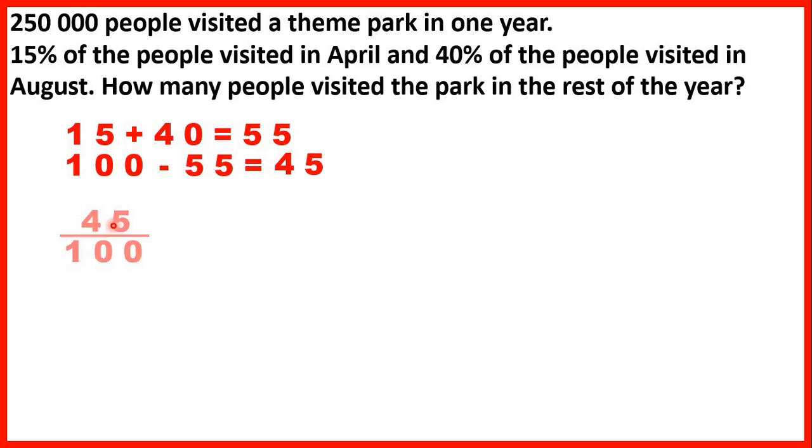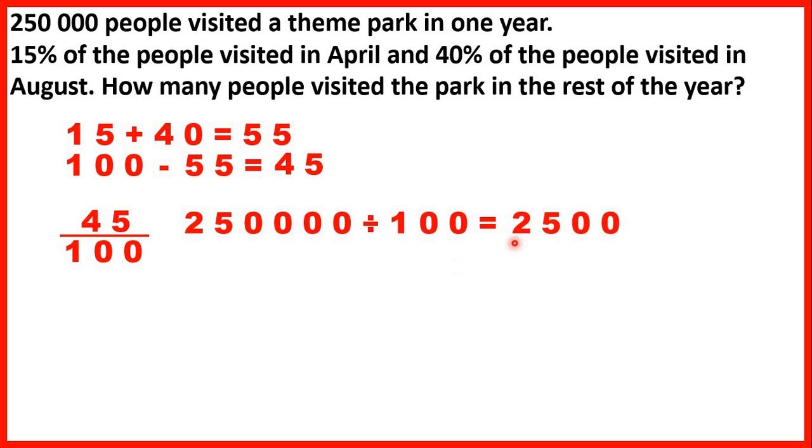Now a percentage is a fraction with a denominator of 100. So to find the number of people who visited the park, we need to find 45 hundredths of 250,000. So we can divide by the denominator, and 250,000 divided by 100 is 2,500. Because when we're dividing, we can cancel our end zeros, and then 2,500 divided by 1 is 2,500.